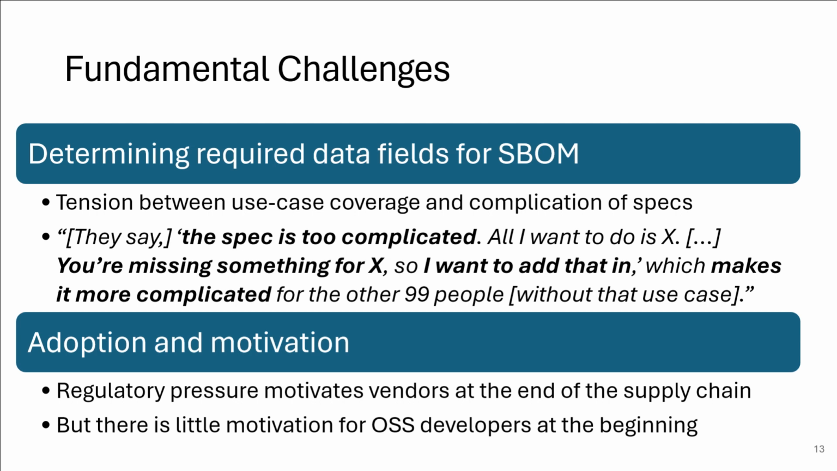Then another fundamental challenge is that of adoption and motivation. So there's regulatory pressure that is coming from governments that's motivating vendors at the end of the supply chain to produce SBOM, because the federal government in the United States, for example, is requiring software vendors to provide that. But there is little motivation or incentive for open source developers at or near the beginning of the supply chain. Some of these projects, for example the Linux kernel, might not have dependencies of their own, so there's no super apparent benefit that they would derive right there. So we need to figure out how to motivate them.